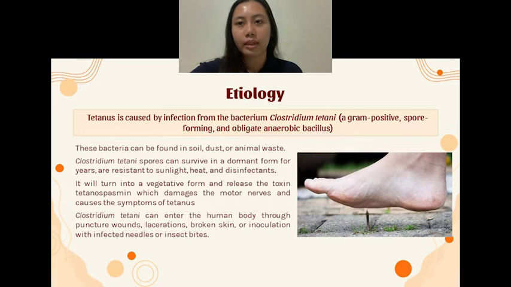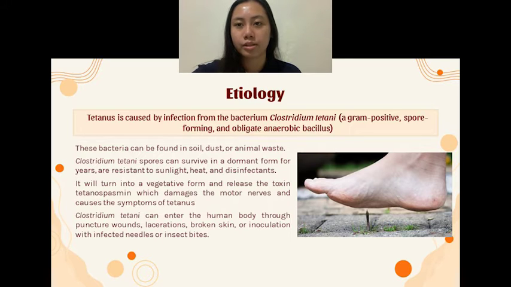Etiology of tetanus. Tetanus is caused by infection from the bacterium Clostridium tetani, which is a gram-positive, spore-forming, and obligate anaerobic bacillus. This bacterium can be found in soil, dust, or animal waste. Tetanus spores can survive for a long time in certain environments, especially in areas with hot and wet climates with soil rich in organic matter.